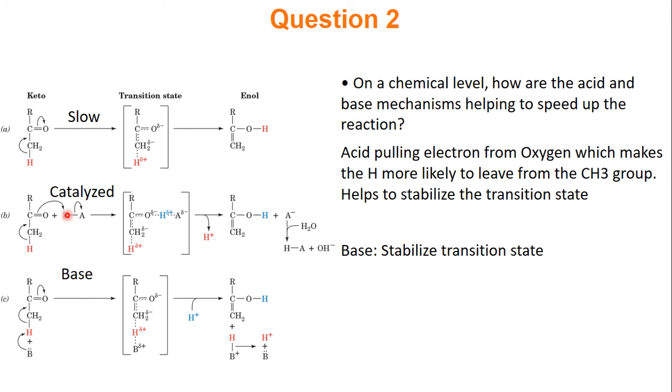So in the acid, we're presenting a hydrogen to this carbonyl group, which wants to take the hydrogen away, making this hydrogen on the CH3 more likely to leave. On the base, we are trying to take away this hydrogen from the CH3, which will allow the double bond to form easier. But yeah, at the end of the day, it's really stabilizing that transition state.